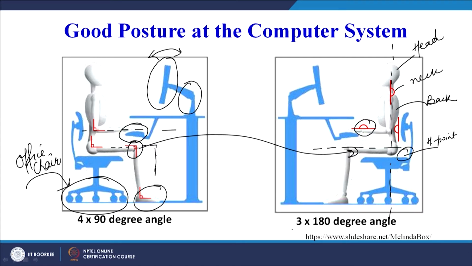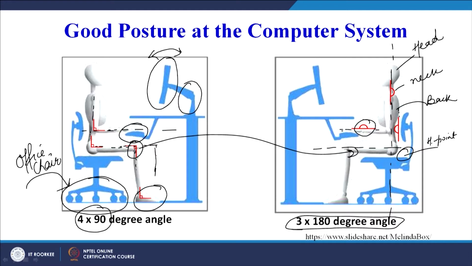So these are the three angles at 180 degree which are shown here. What are these three angles? This is the elbow and the keyboard, then the back, and then the neck and the head. And four angles are given as 90 degree. Now what are these four angles? Elbow and the arm. The other angle is the lower back and the thighs, and another one is the leg and the thigh.